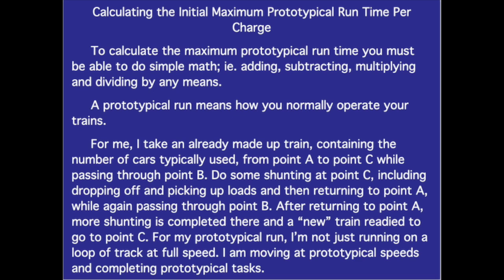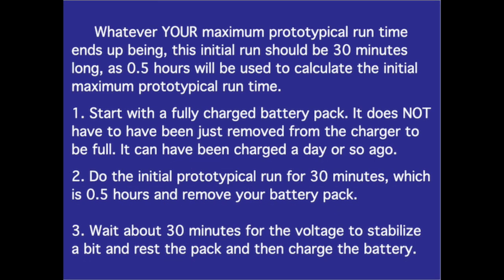For my prototypical run, I am not just running on a loop of track at full speed. I am moving at prototypical speeds and completing prototypical tasks. Whatever your maximum prototypical runtime ends up being, this initial run should be 30 minutes long, as 0.5 hours will be used to calculate the initial maximum prototypical runtime.